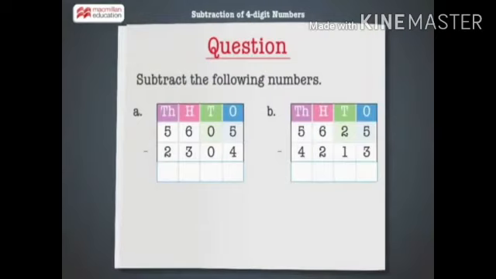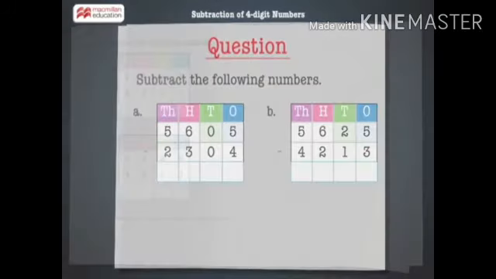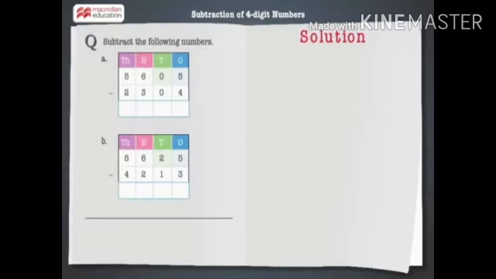Subtract the following numbers. 5,605 minus 2,304. 5,625 minus 4,213. Let's solve the first problem.